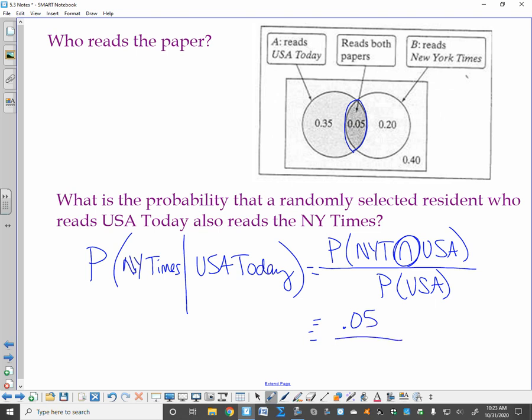Now I need the probability that we read the USA Today. Now, you have to be careful. It is not this number. This entire bubble represents the proportion of people who read the USA Today, and that total proportion is 0.4. And then when you divide that out, you get 0.125. So you have seen how you can do the given probabilities off of a two-way table, and now you've seen how you can do the given probabilities off of a Venn diagram.